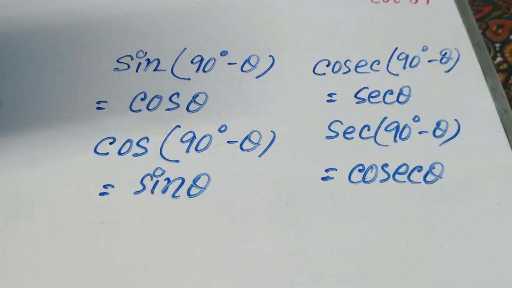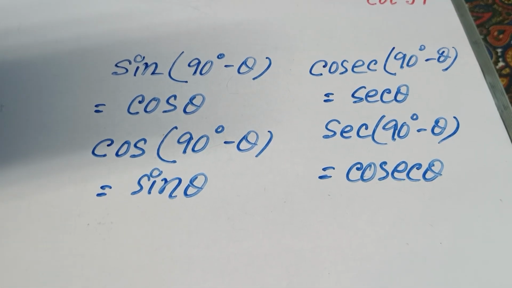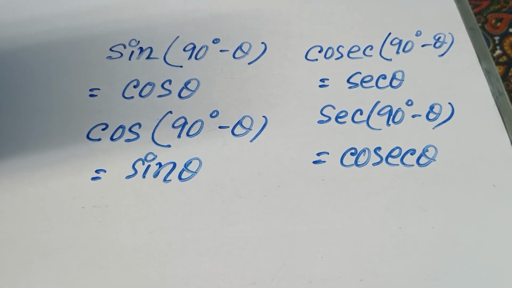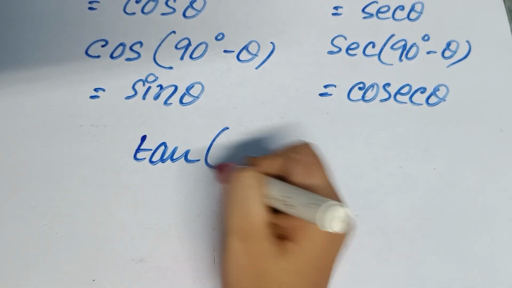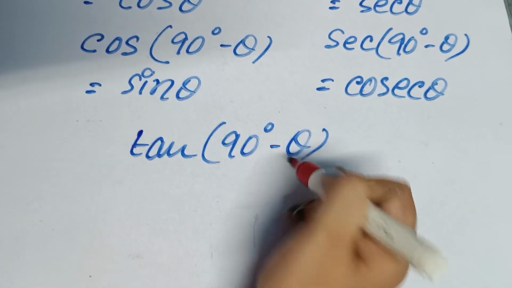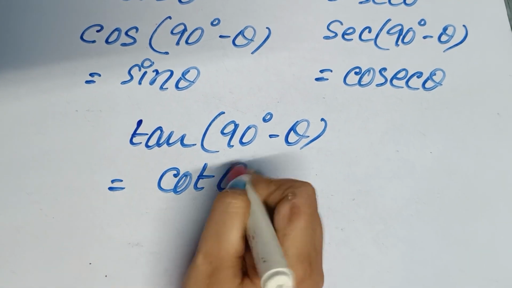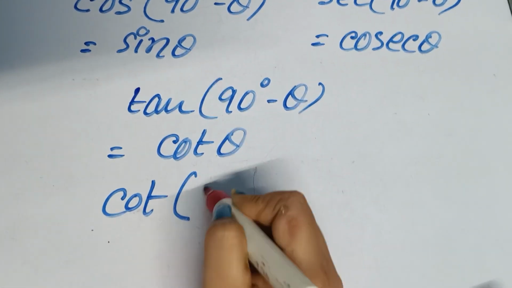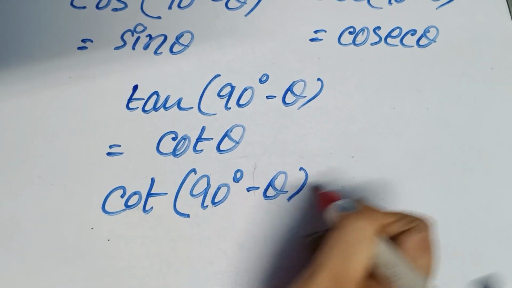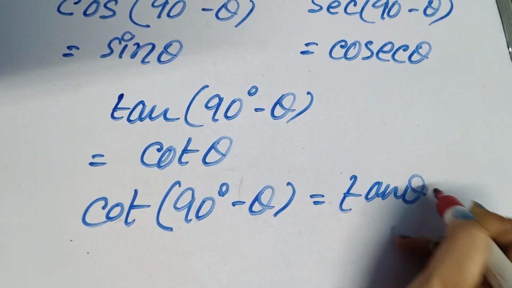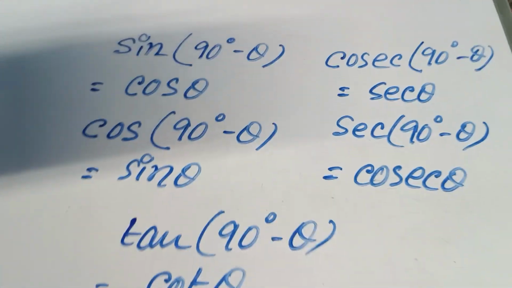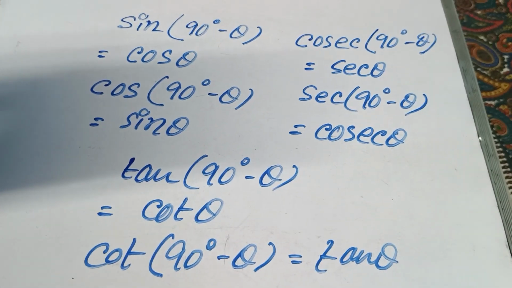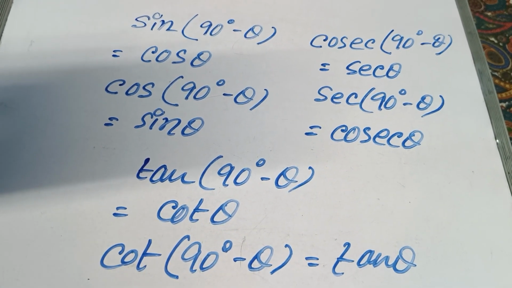You have to remember these properties to do these sums. In question 4, all the sums use this property only. Another one is tan(90 degree minus theta) is equal to cot theta, and again the same for cot: cot(90 degree minus theta) is equal to tan theta. To do this sum we have to remember all these properties. These are very important.